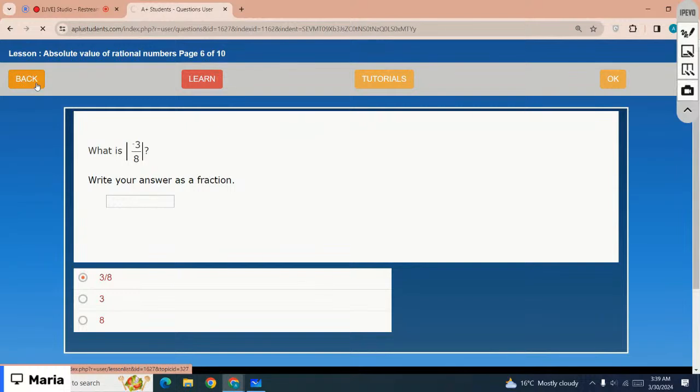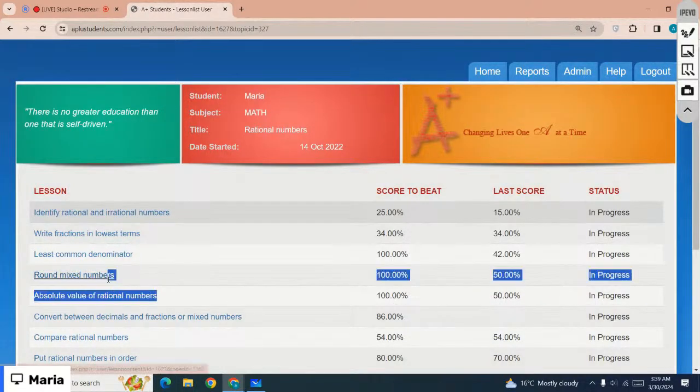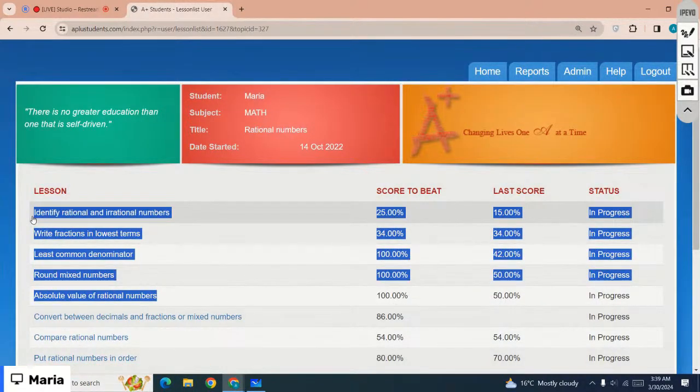So we were working on grade 8 math. The chapter we were working on is the rational numbers. The lessons we have covered today are identify rational and irrational numbers, write fractions in lowest terms, least common denominator, round mixed numbers, and absolute value of rational numbers, right? So please make sure before the next session you complete all the practice questions for the lessons we did today. That is your homework until next session, right?